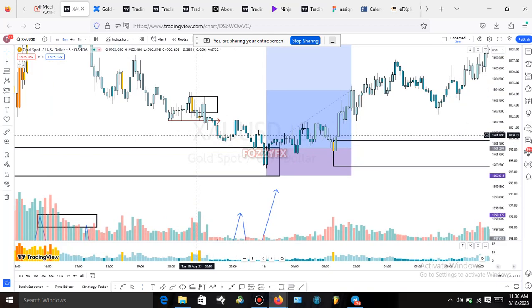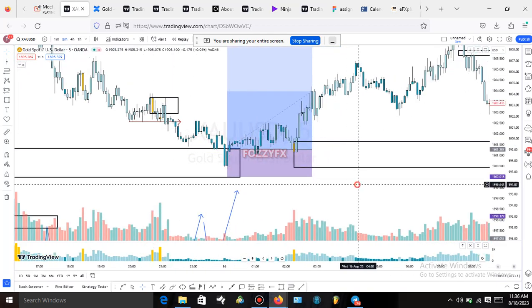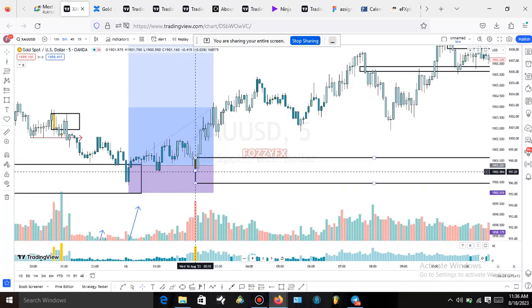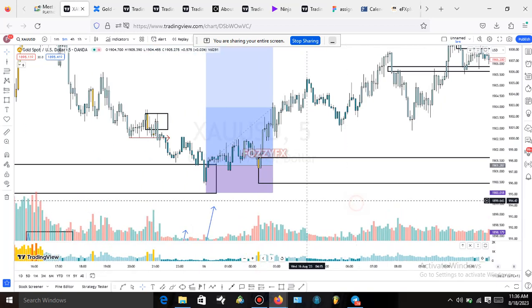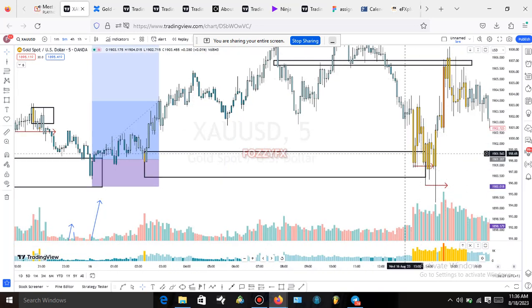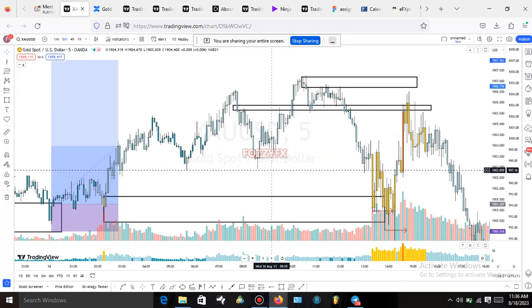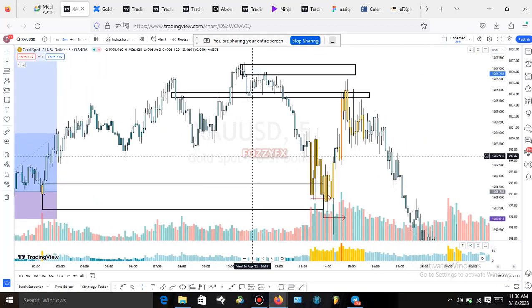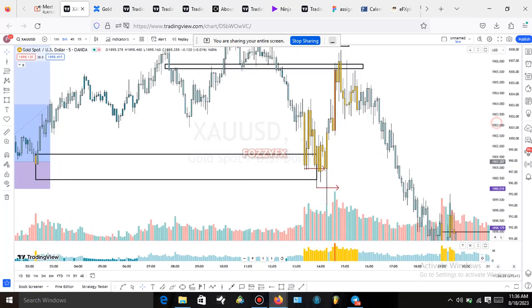It's something you could just add as a confluence. So you can see this small yellow candle, of course, price came back down, did an accumulation on it, and boom, price just kept pushing all the way up. You understand? So let's look at something recent.